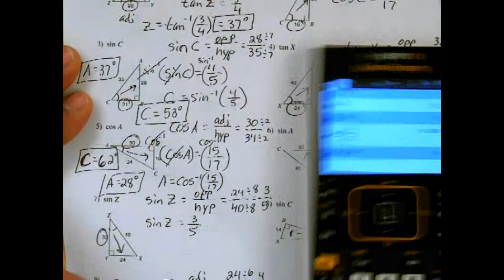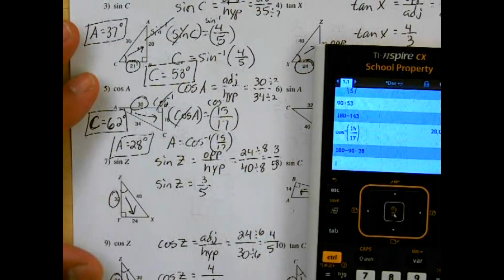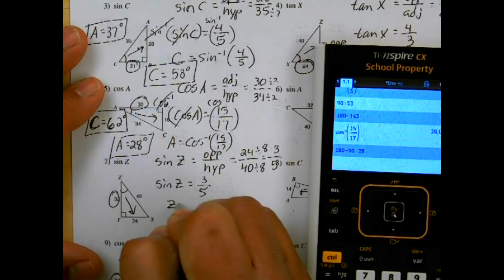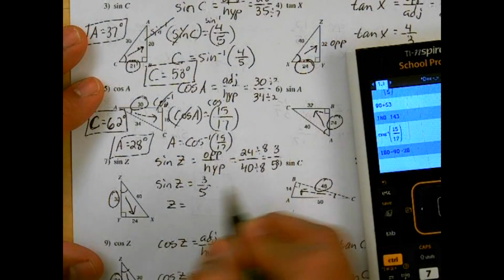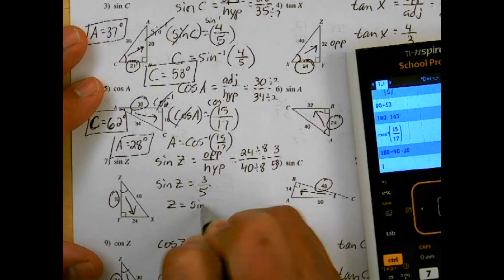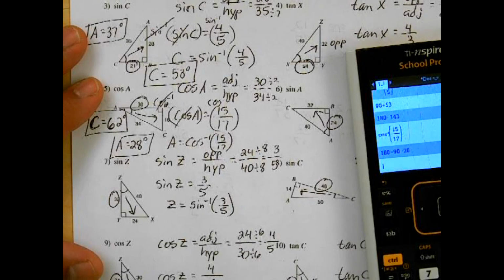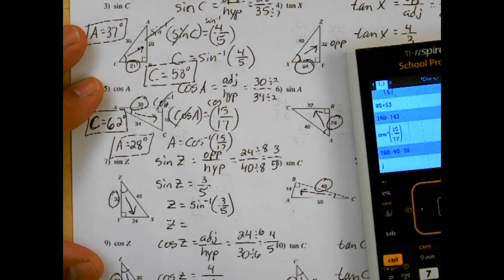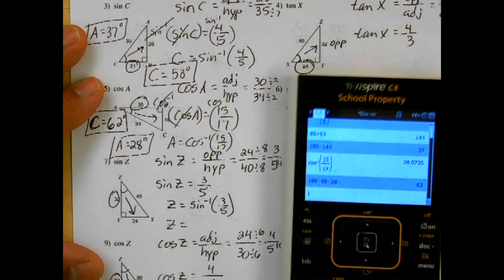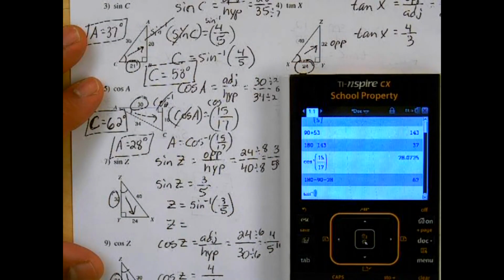All right, number 7. Are you seeing a pattern? Okay, let's just go straight to it now. Z is equal to what? The inverse sine of 3 over 5. That's the pattern. It saves us some room in these problems. Okay, go to trig, inverse sine, 3 divided by 5. Click enter.